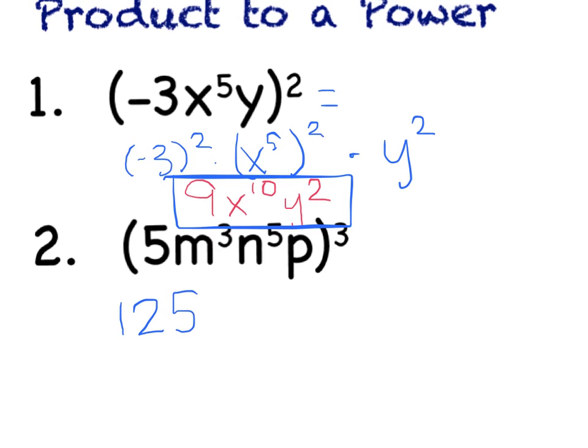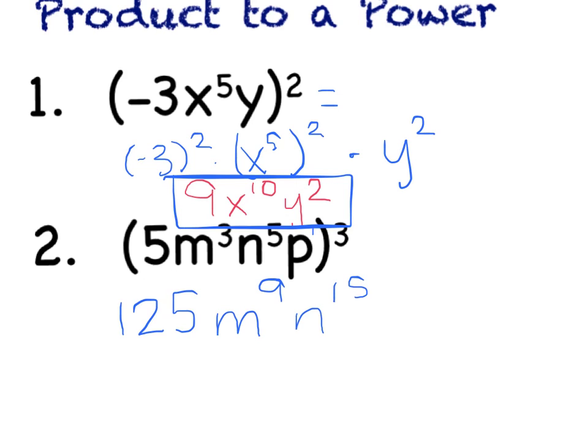m to the third, so m to the power of 3 cubed. When I'm doing a power to a power, I multiply my exponents. So that's going to give me m to the power of 9. Now I need to do n to the 5th to the power of 3. So again, when I'm raising a power to a power, I multiply. So it's going to give me n to the power of 15.